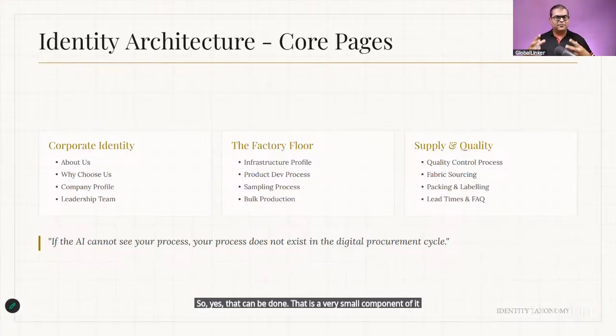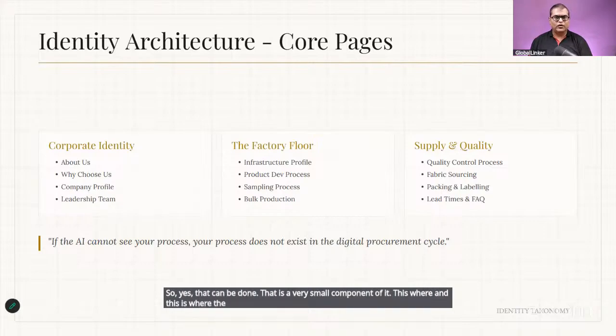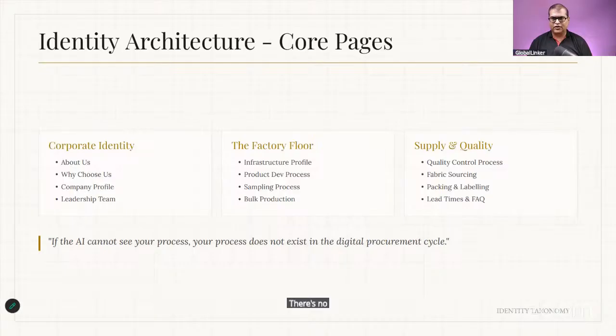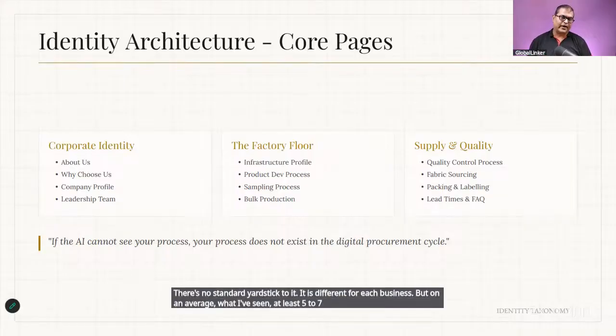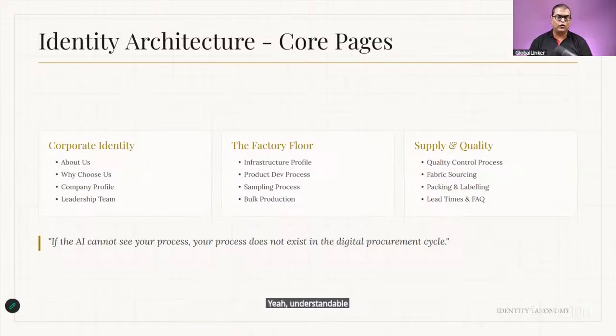This is where the second question I wanted to ask all of you comes in: how many of you have pages on your website like these? There's no standard yardstick to it. It is different for each business. But on average, what I've seen, at least 5 to 7 pages are required for a business to be AI understandable. Now, how many of you have that? All right, so I'm happy if you have.